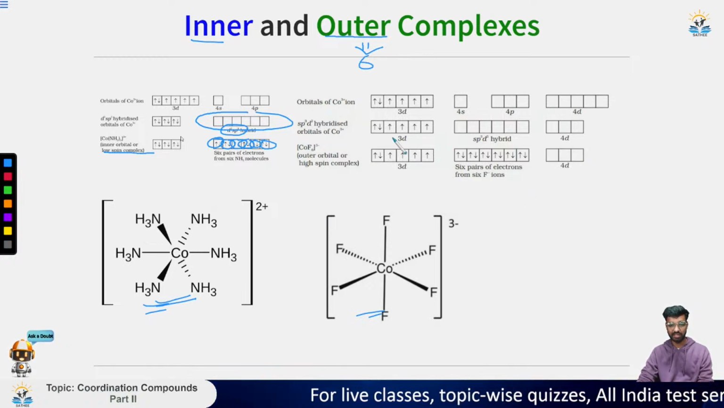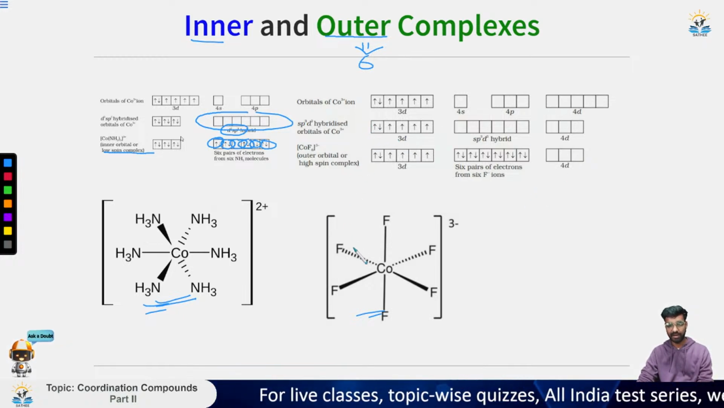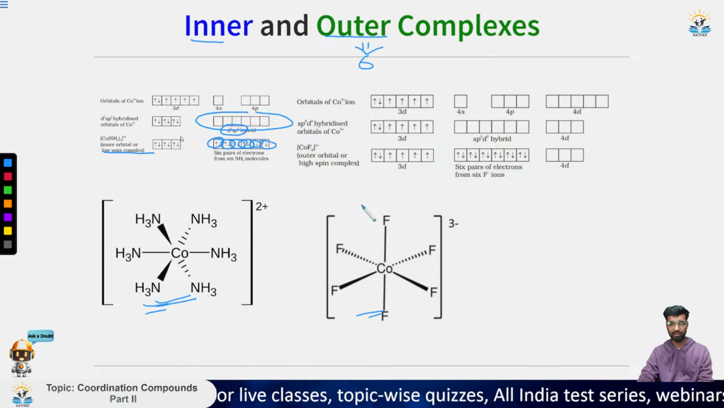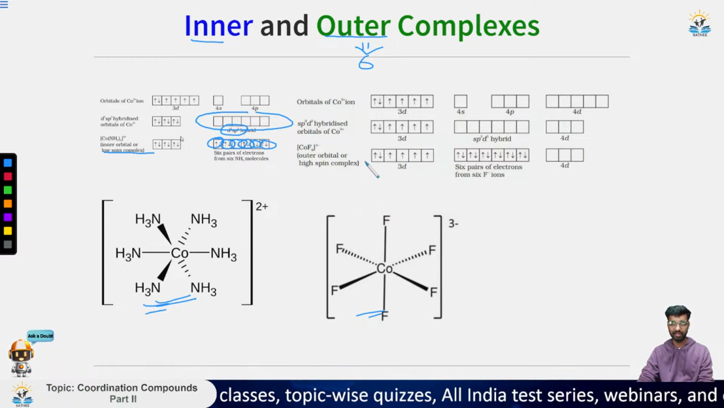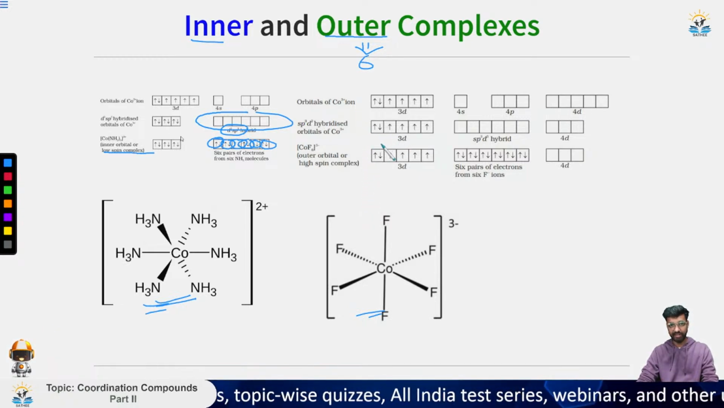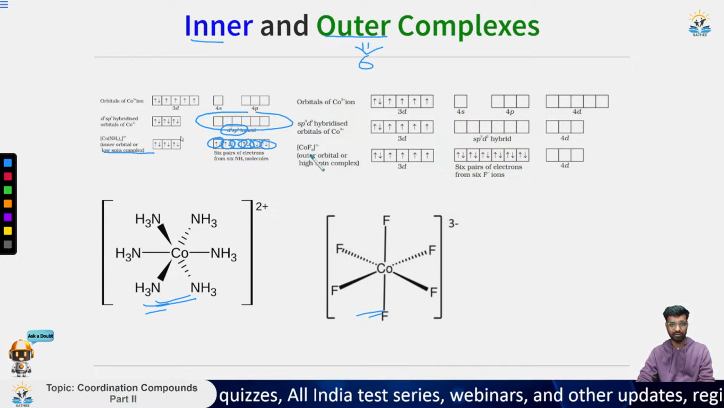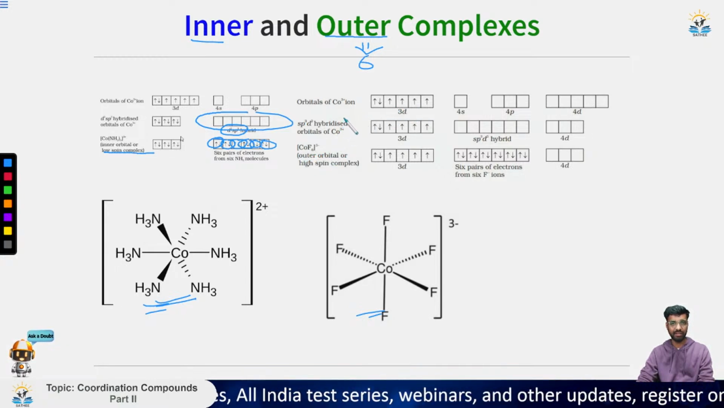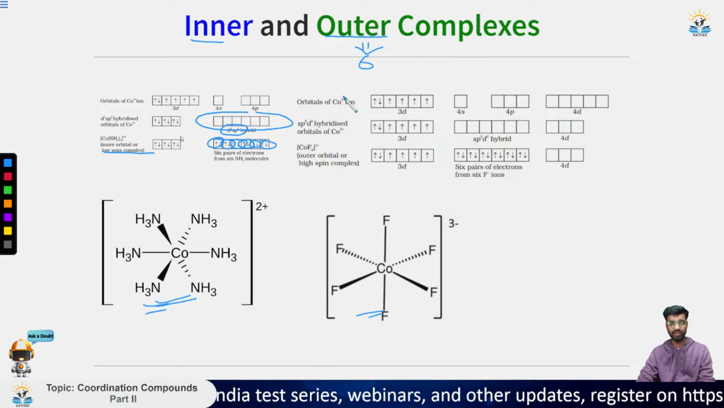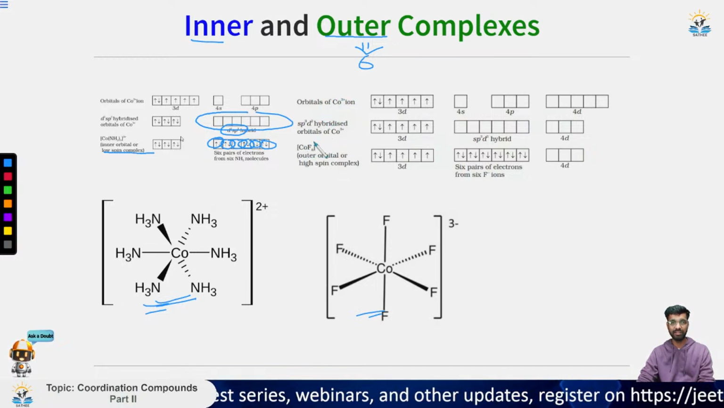Now let us take another example that is of octahedral only, but we are taking an outer orbital complex. So in the outer orbital complex there is no pairing of electrons. So this is the case we have here of CoF6 3 minus. So we are taking the same cobalt 3 plus ion. So we are just changing the ligand, that is F6.